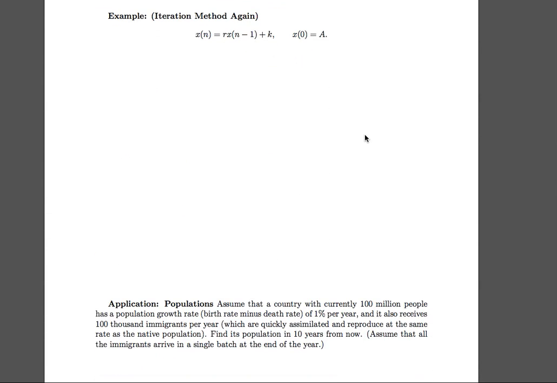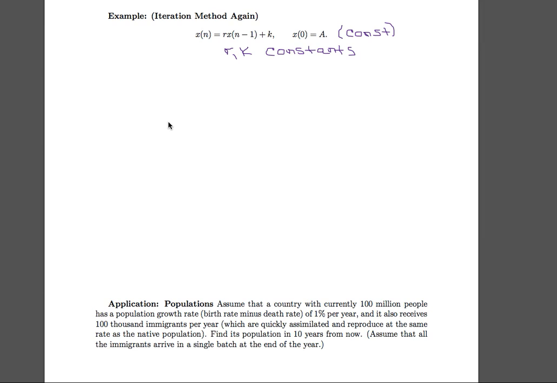Okay, so our second example, we're going to use the iteration method again. And this time it looks very similar to what we had before. We've got x of n is some constant multiple of its previous state, but then we're adding some other constant amount to it. So here r and k are both constants. The initial condition x of 0 is a, which is also a constant. At some point I'll stop writing that and just say it, but just so we know.